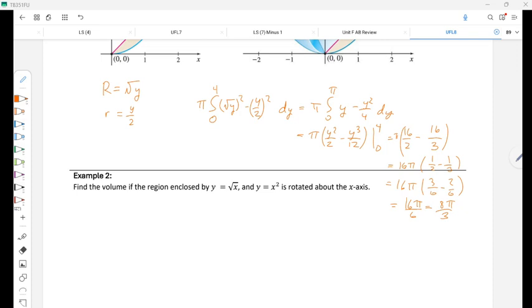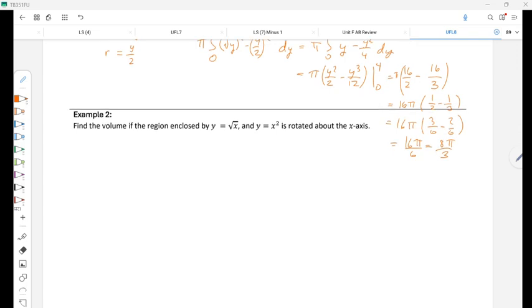All right, let's do the same thing, but is that the same thing? No, it's not the same thing. Find the volume of the region enclosed by y equals square root of x and y equals x squared, rotated around the x-axis. So we've seen these two functions together before. These are the two functions from cross sections. So we have the square root of x, we have x squared, and they meet at (0, 0) and (1, 1).